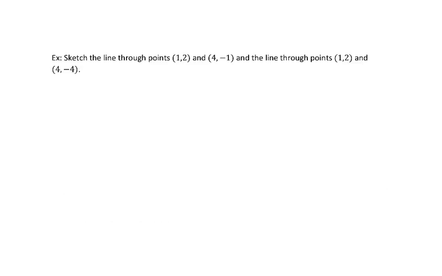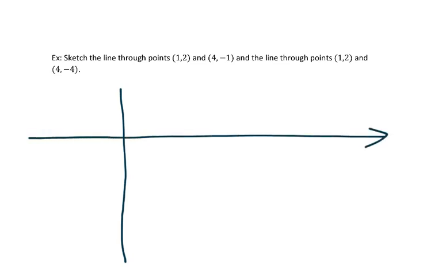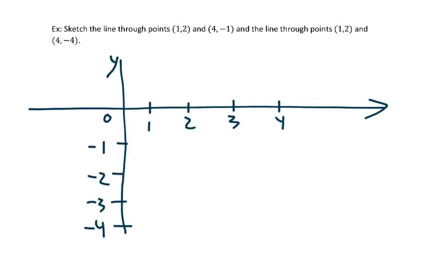Now we're going to do the same thing. We're going to work with these points now. So let's see if I can draw this. Here we have 0, 1, 2, 3, 4, and -1, -2, -3, -4. So for the first line here, we have 1, 2. Then we have 4, -1. So now we have the line through these points, like so.